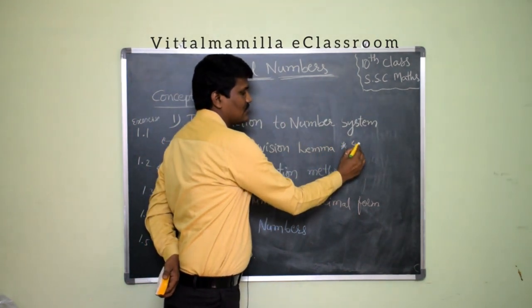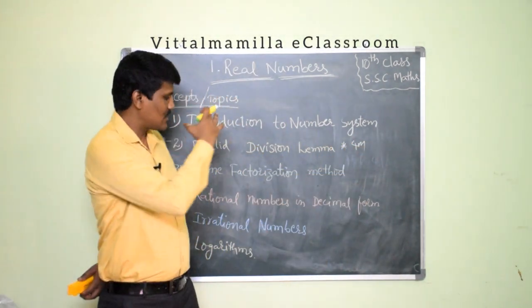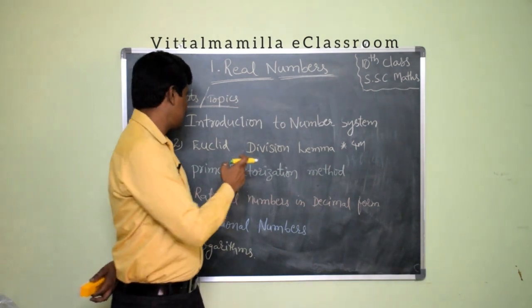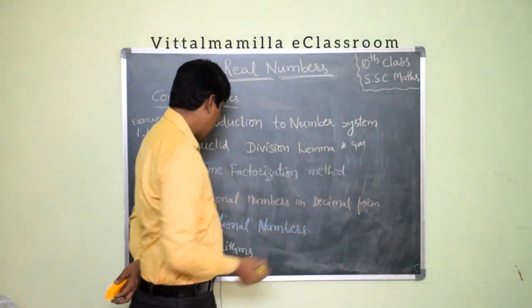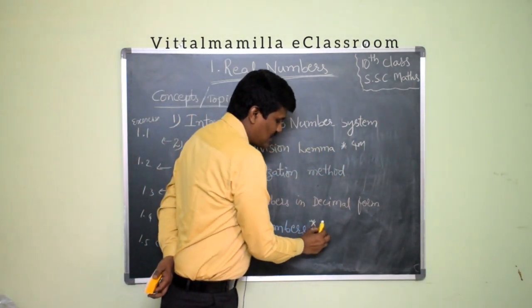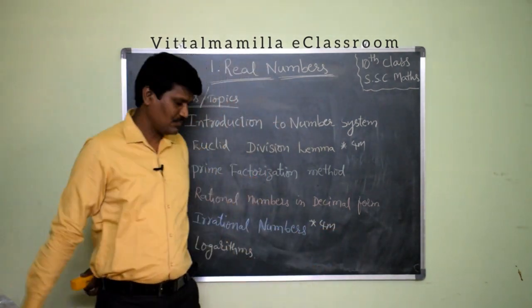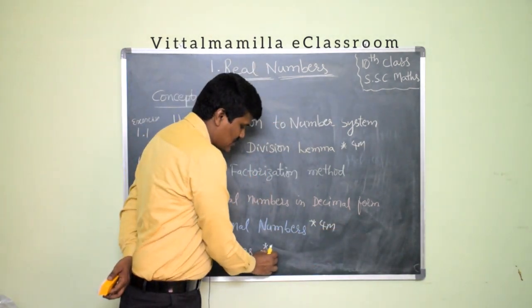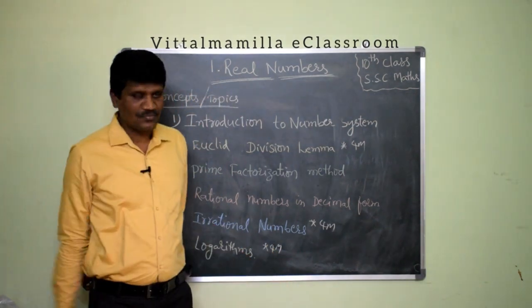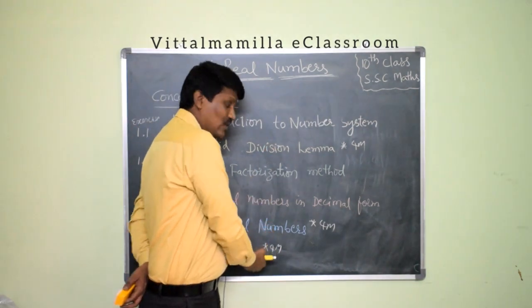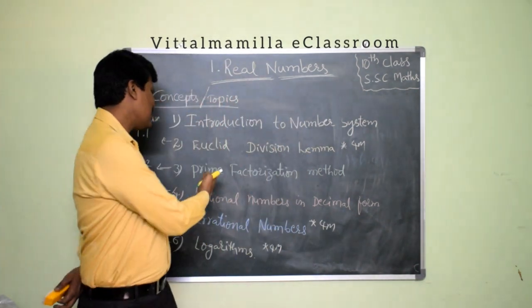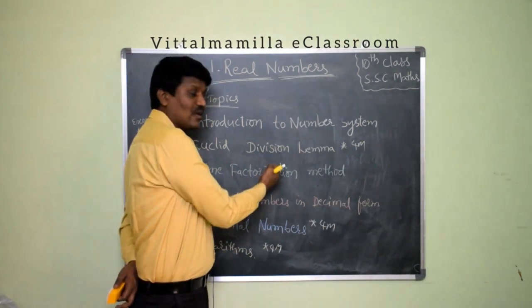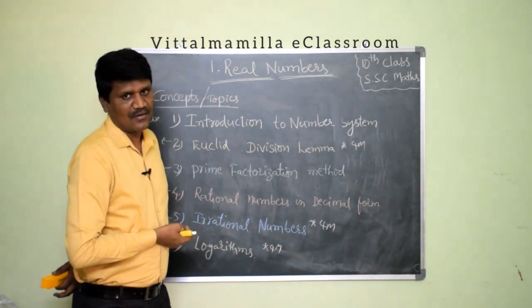The most important one, which comes for 4 mark questions in the public examination, is Euclid division lemma. Irrational numbers are also expected as a 4 mark question, and logarithms also sometimes come as a 4 mark question. So these 3 topics are more important for 4 marks, and the remaining, prime factorization method and rational numbers, will come for 2 marks, 1 mark and so on.